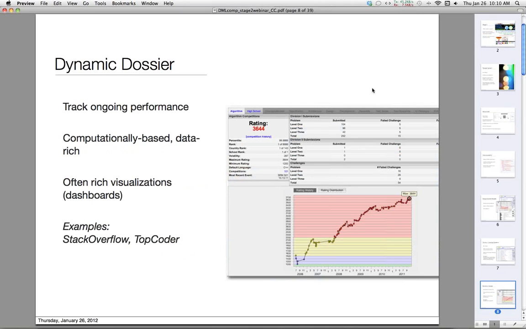The dynamic dossier is about tracking ongoing performance. So it's similar to the previous system that we just talked about, but it's probably a lot more in depth. It's computationally based, so it has a lot of content associated with it, a lot of metrics probably associated with it as well. Sometimes they have rich visualizations, and by that I mean dashboards, so that people can then track content and learning achievements as they move through. And some examples of those are Stack Overflow and Top Coder. You've probably run across those yourself in your travels through the web.